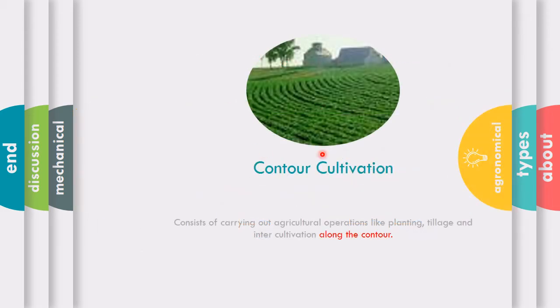In agronomical practices, the first one we are going to see is contour cultivation. I think we all know what a contour is. It is the line joining the points having the same elevation. Whenever any agronomical or agricultural operations like planting, tillage and intercultivation are done along the contour line, it is called contour cultivation.